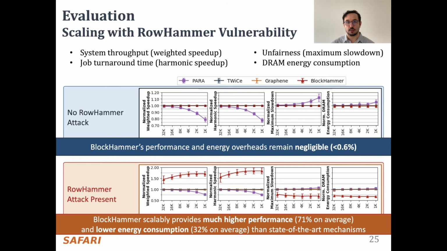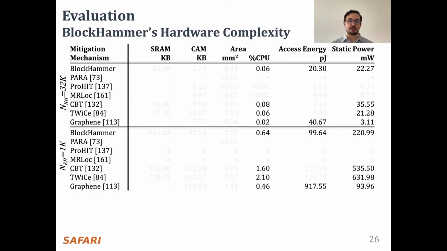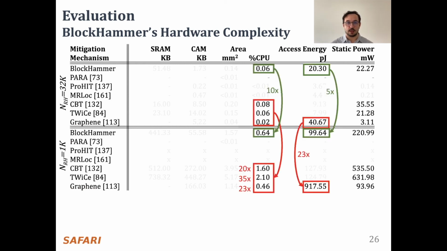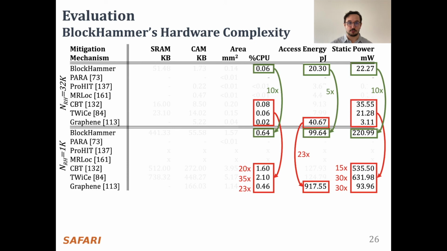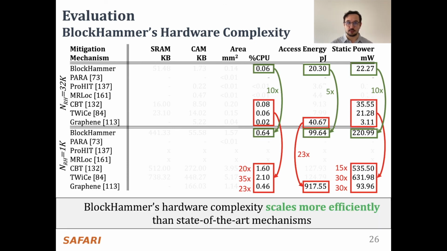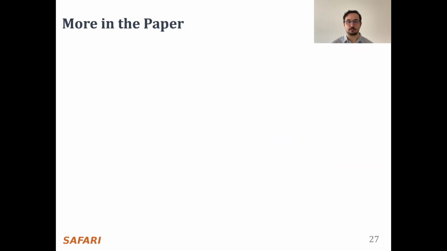And next, we analyze the scalability with worsening RowHammer vulnerability from the hardware complexity point of view, in terms of chip area, access energy, and static power consumption. We observe that BlockHammer's hardware complexity scales more efficiently than state-of-the-art RowHammer mitigation mechanisms. More analyses and implementation details are available in the full paper.